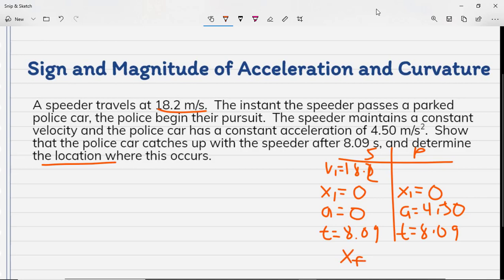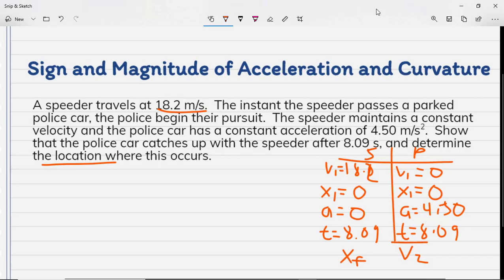Now, here's the key thing. Remember we talked about this in the little supplement video that I added. We need to look at what is missing. And what's missing here, there is no V2 for either of these. Obviously the initial velocity for the police car is also going to be 0 because it's at a stopped position. Once the speeder passes the parked car, the police begin their pursuit. So that indicates that the policeman is at rest, so V1 is going to be 0.